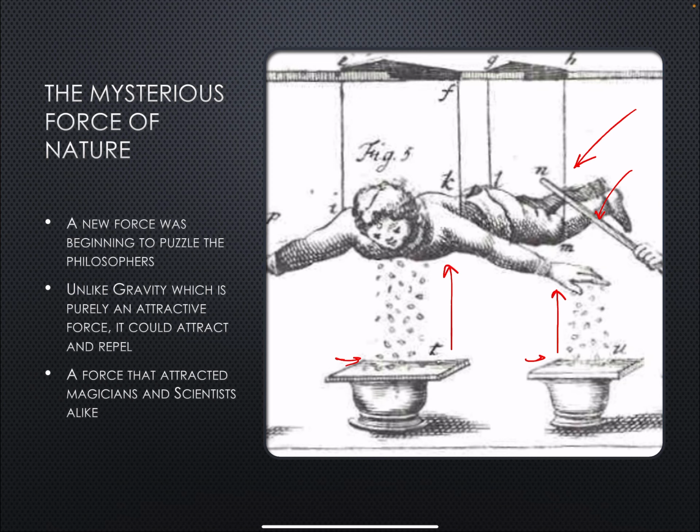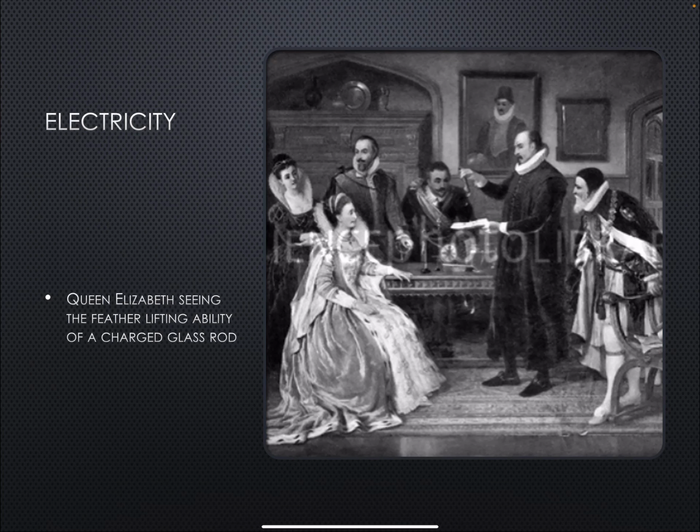This was in fact performed as a magic trick, and so they didn't have an understanding of what this new force was. Again, this is a famous experiment shown to Queen Elizabeth during the Victorian era, and here is Gilbert. We will visit this man again when we look at the theory of magnetism, where he's performing this experiment, lifting a feather to a charged glass rod in his hand.